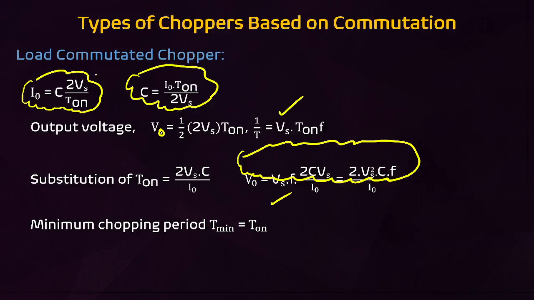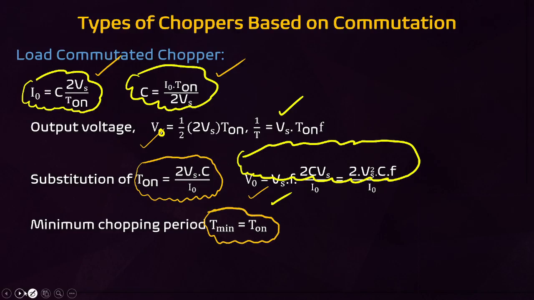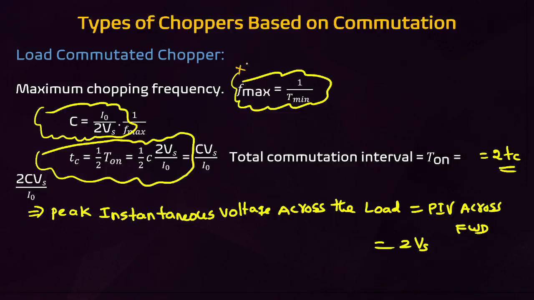These formulas you mainly have to remember with respect to the load commutated chopper. For the average output current, the capacitor formula, and the average output voltage formula, you have to concentrate. This is the average output voltage formula you can write. T on equals 2C Vs by I naught. Then T minimum equals T on, that you have to remember. Then what is the maximum frequency of operation? 1 by T minimum. And this is the capacitor formula that you have to remember. This is the circuit turn off time. Very important, students: circuit turn off time equals C Vs by I naught. Then the total commutation interval equals Tc.